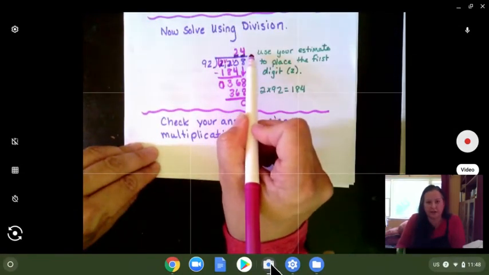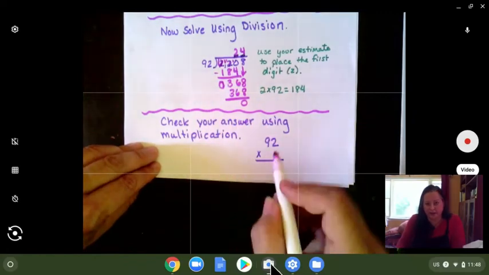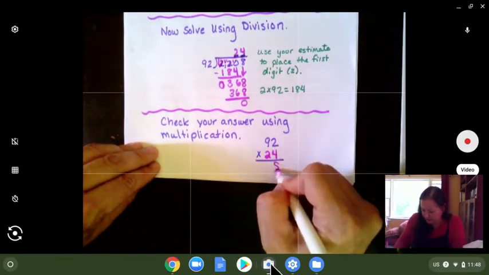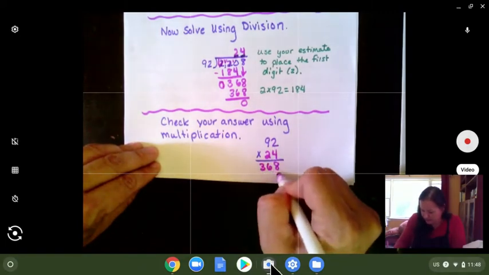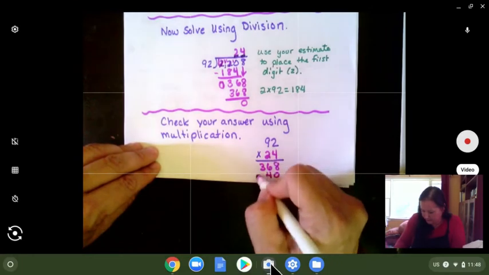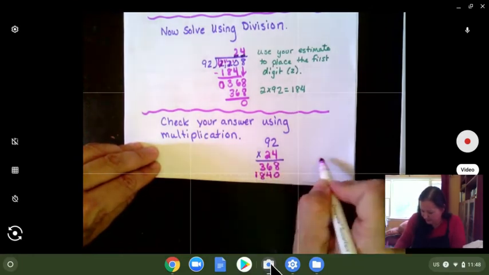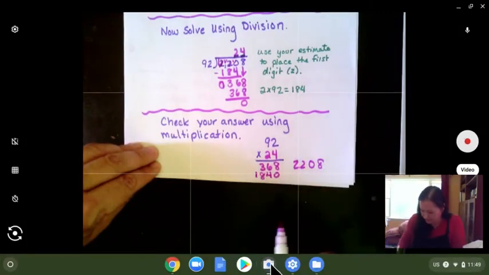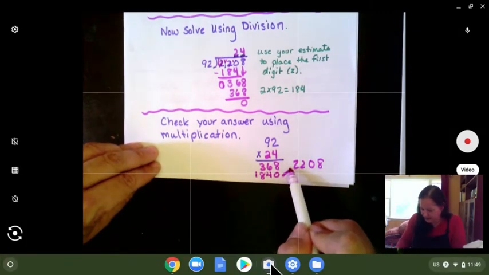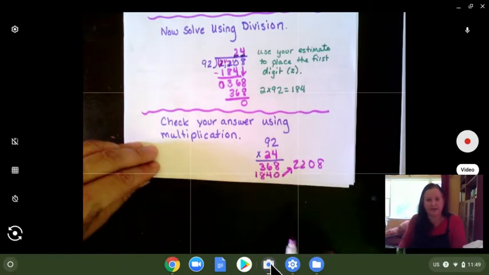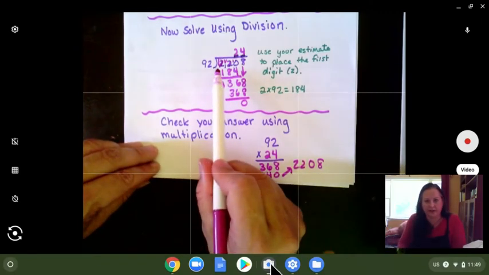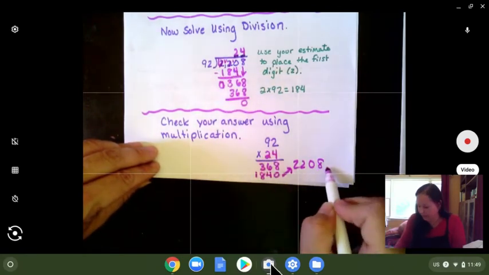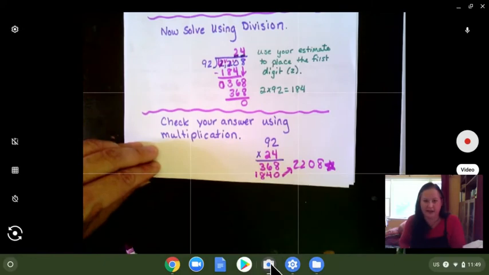You're going to use multiplication to check your division. You're going to use your quotient and your divisor and multiply those two together. So we have our quotient of 24 now. And if we multiply this out, I'm going to have to do my adding up here. So now I check to see, is my product of 92 and 24 the dividend? So 2208, 2208, I'm right on. I can give myself a star on that page.